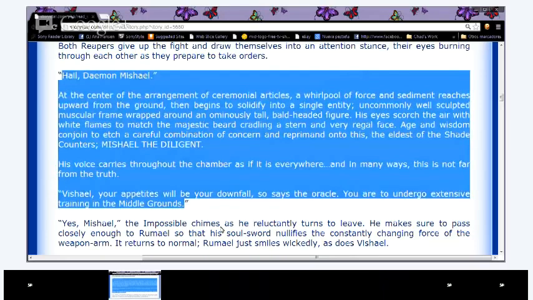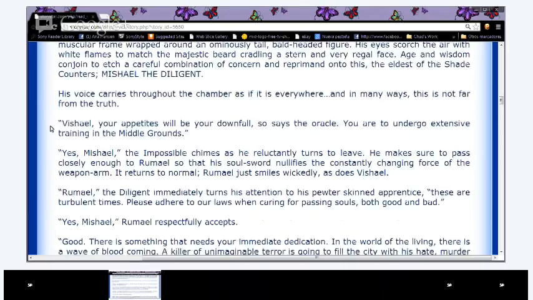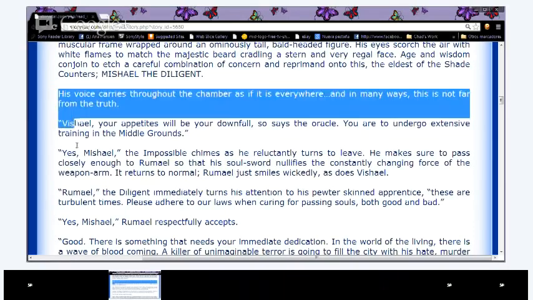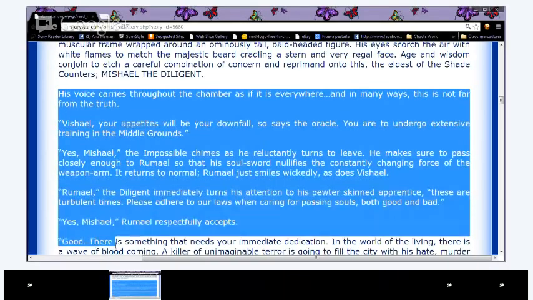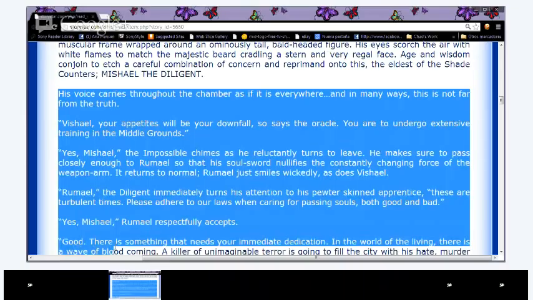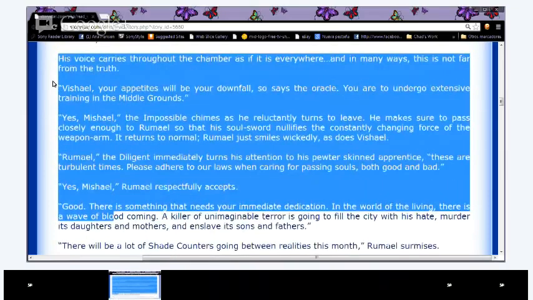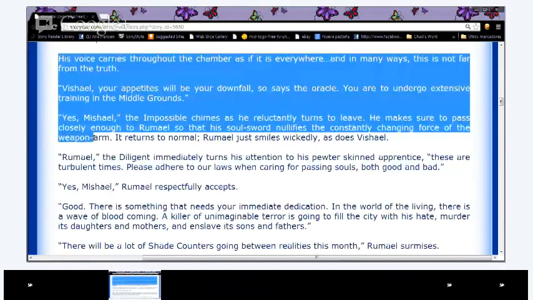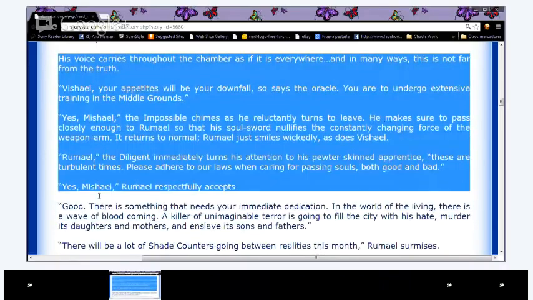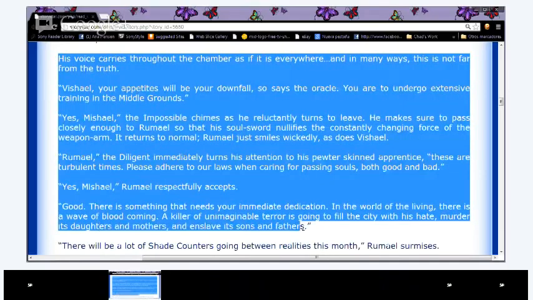Let me have you continue reading from where it says his voice carries throughout right here. Okay? And since these are little small ones, I'm going to have you read those three down to here where it says fathers. Okay? Go ahead, please.